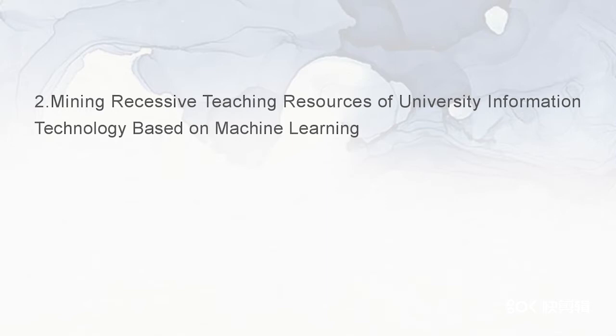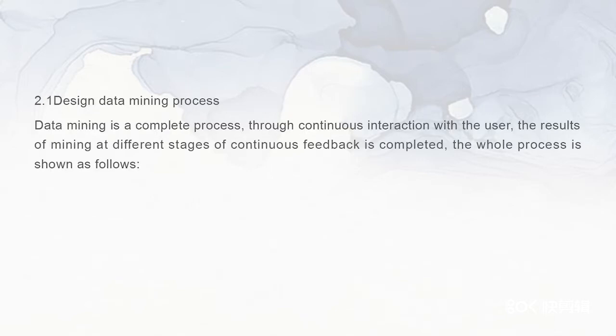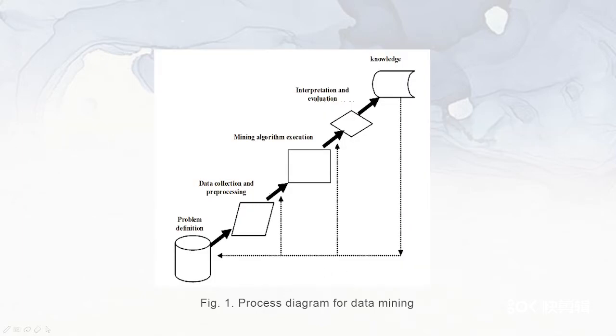2. Mining universal information technology teaching resources based on machine learning. Design of the data mining process. Data mining is a complete process through continuous interaction with the user. The results of mining at different stages are continuously fed back. The whole process is shown as follows. We can see these pictures. Process learning for determination.